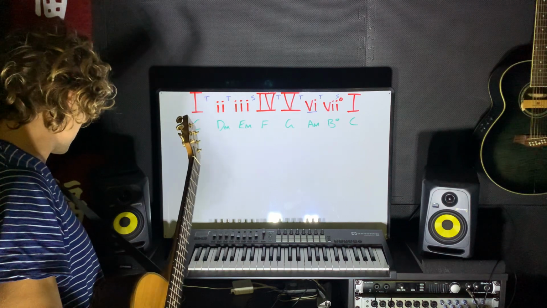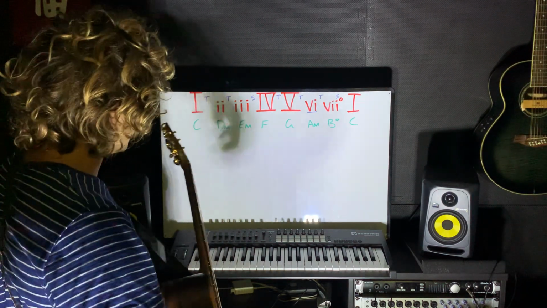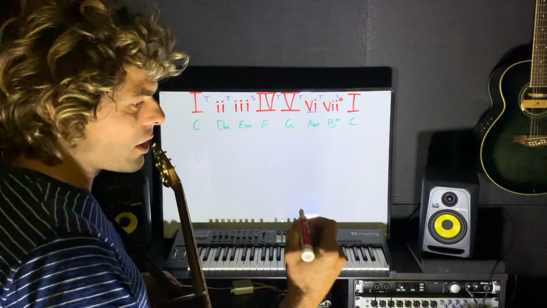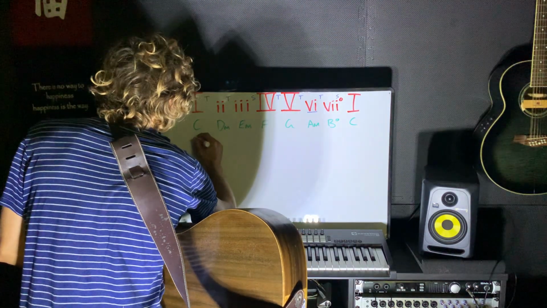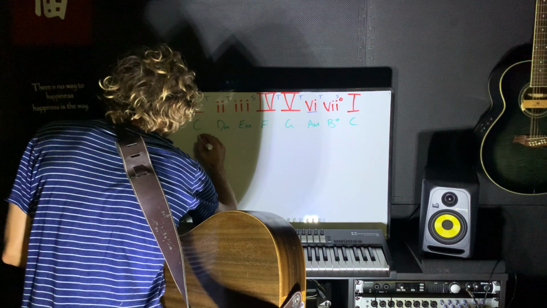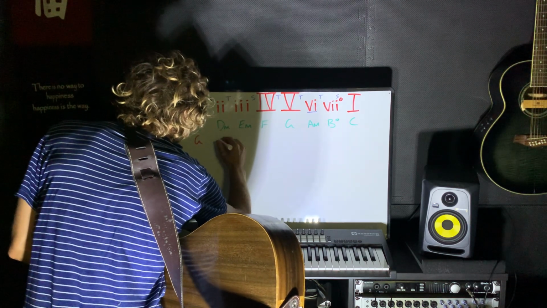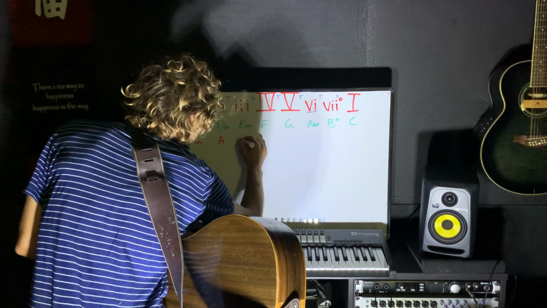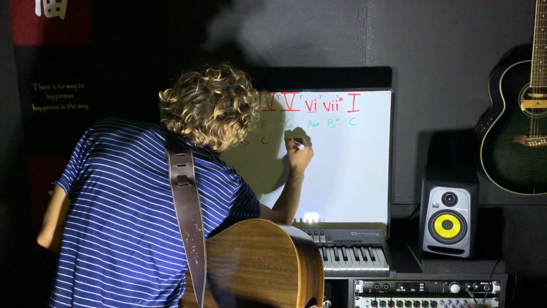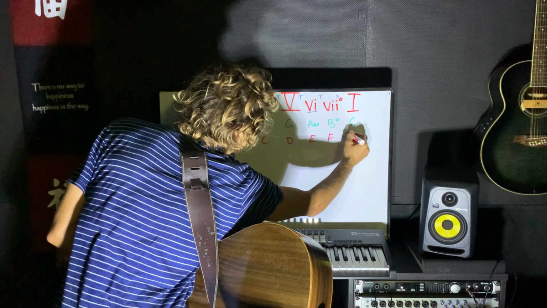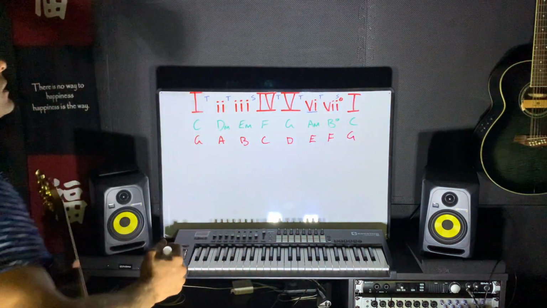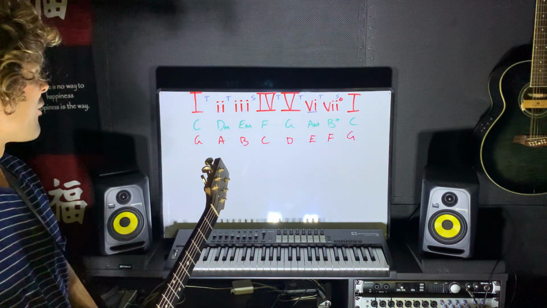All right, we need to change color. I wish I had more colors, but I'm using what I've got. All right, next one down, I'm going to go key of G. That's the next sort of one in order. There we go. Good old alphabet.